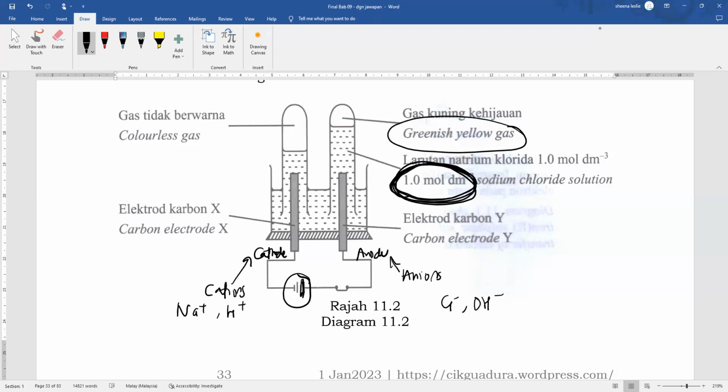Okay, no worries. Anyway, Na plus, H plus. Which one am I going to selectively discharge? H plus. Okay, correct. H plus. Very simple. On my right hand side, Cl minus, OH minus. Which one am I going to selectively discharge? Cl minus. Yes, Cl minus. Okay. The rest of you, Dini, Aiman, Alia, do you know it's Cl minus? Yes, teacher. All right, perfect. Give me the equation now, Alia. Chop, chop. Half equation for Cl minus.